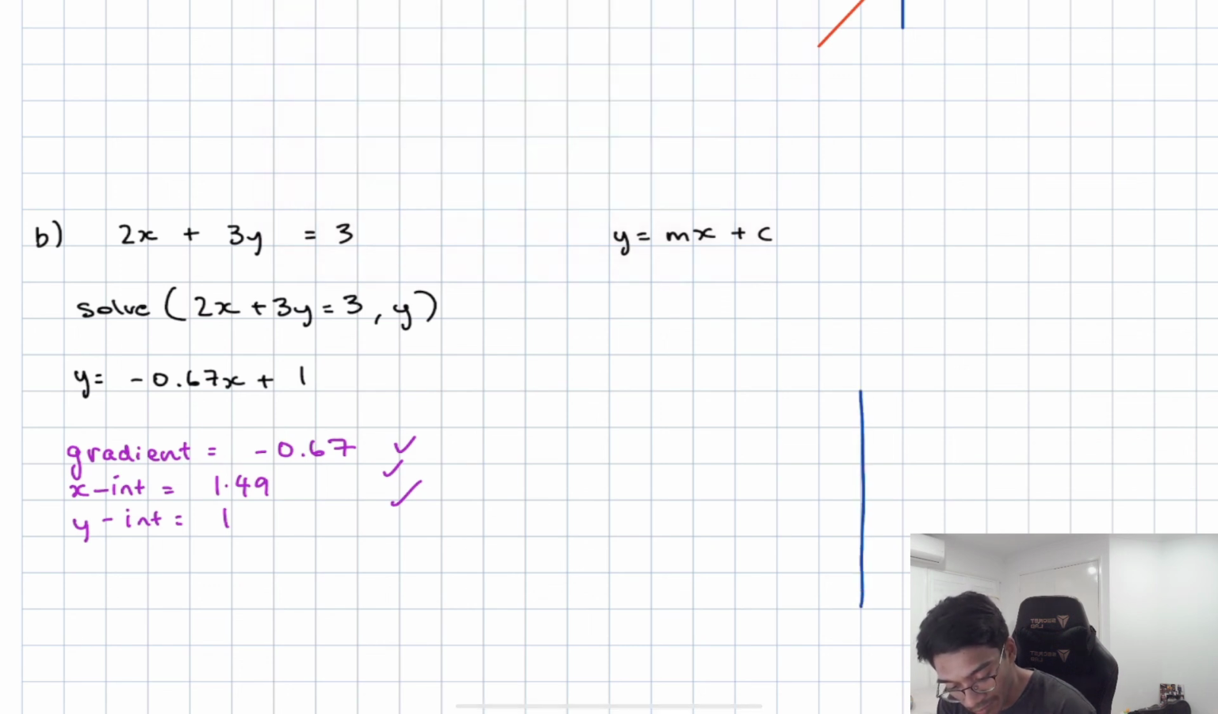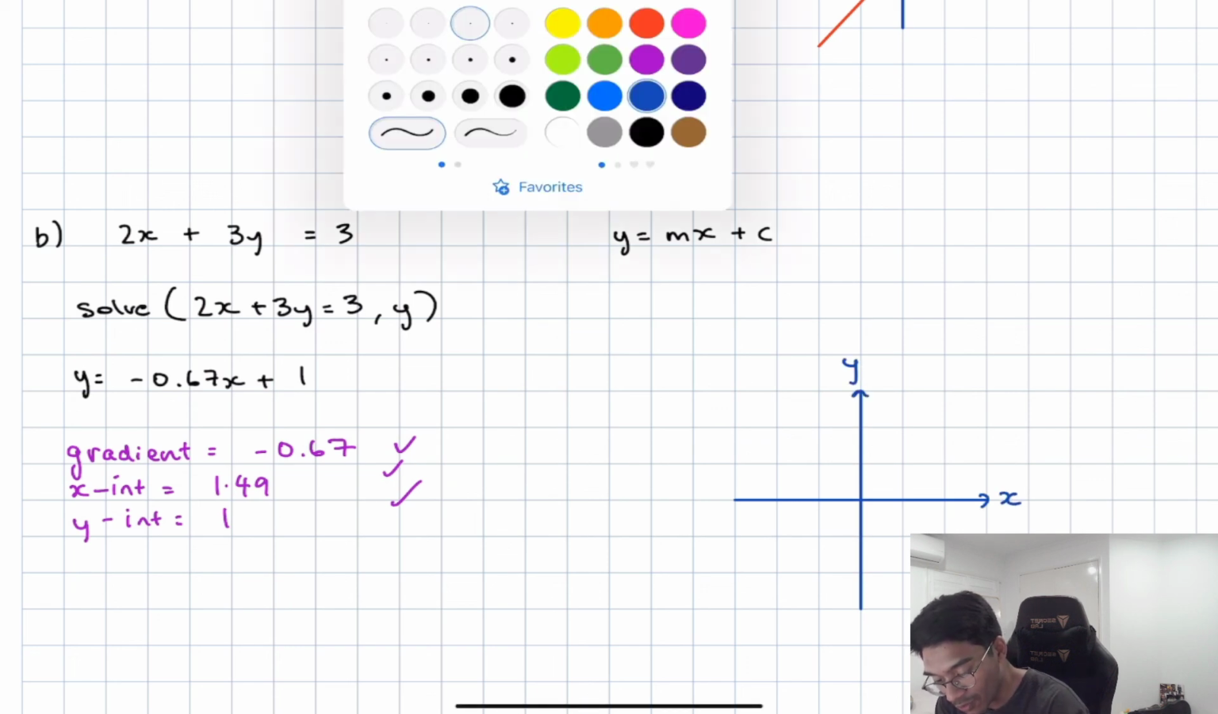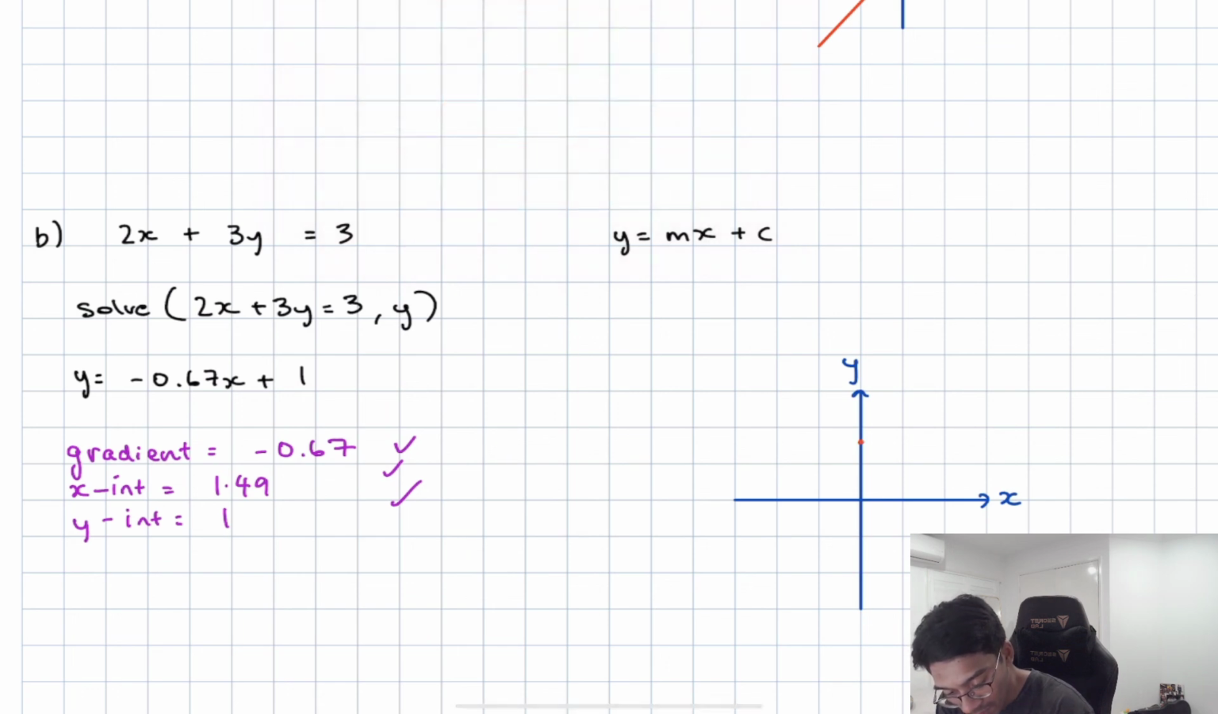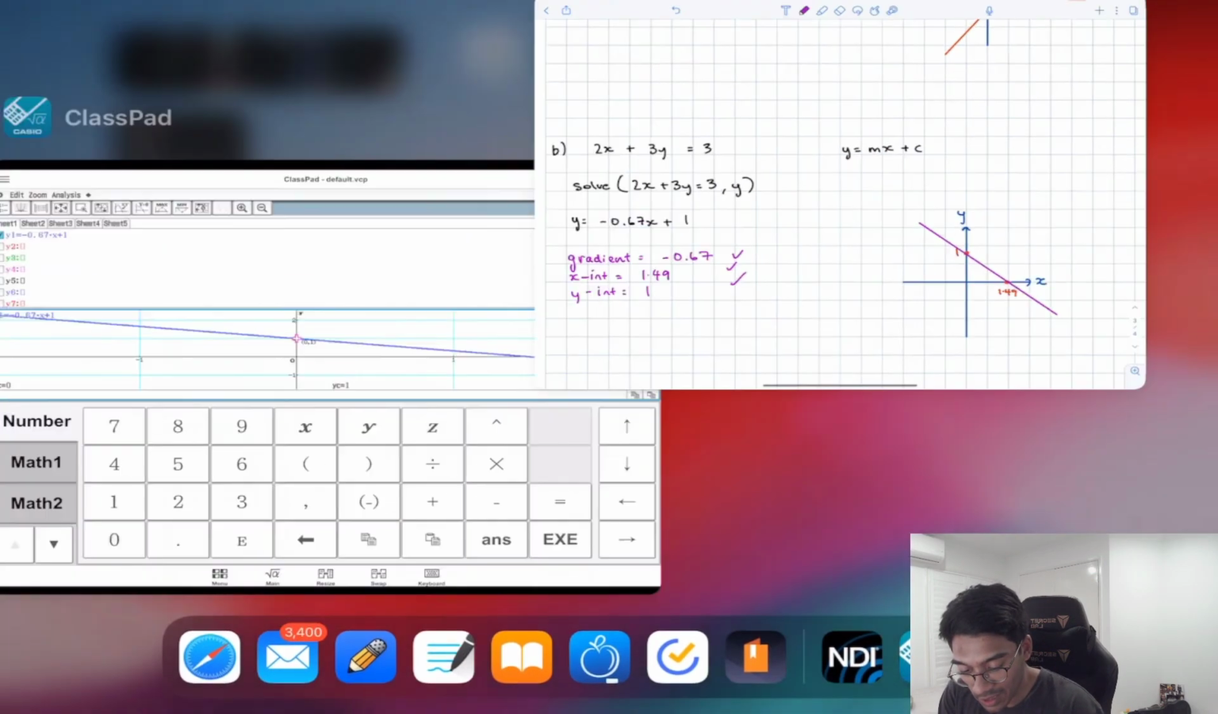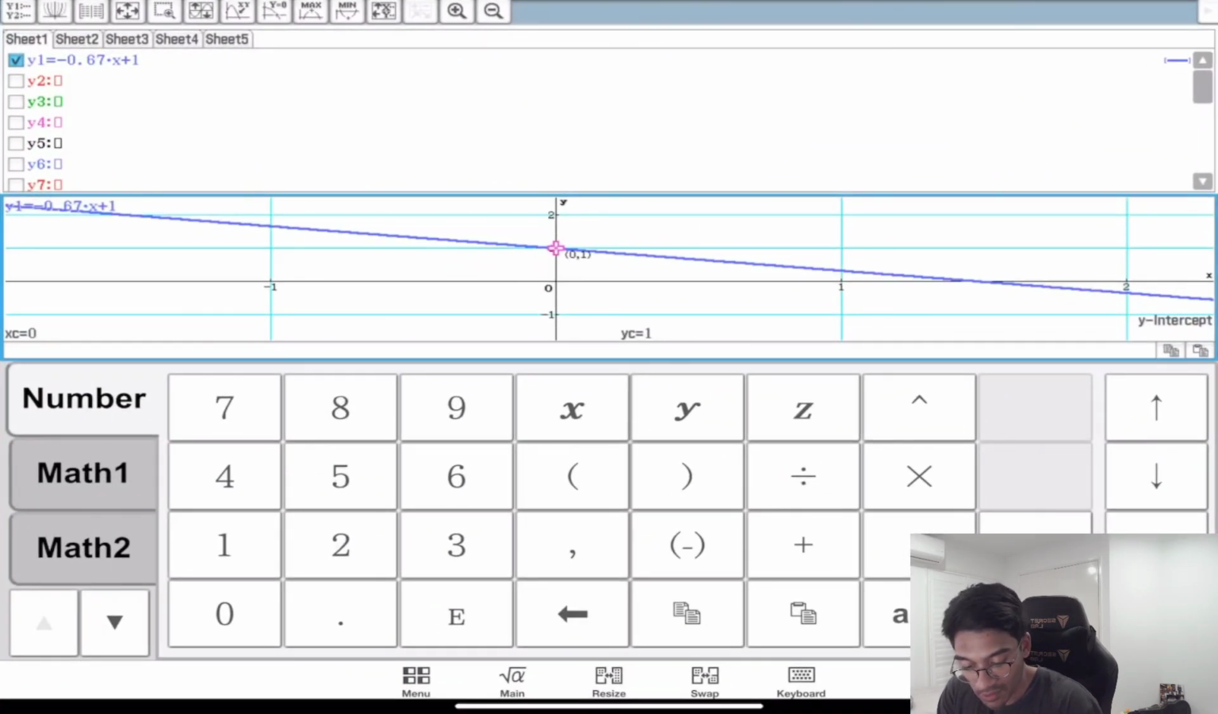I'm going to draw my graph. This is x, this is y. I know that my y-intercept is 1, so it passes through here at 1, and my x-intercept is 1.49, so it'll be about here. Again, all I've got to do is connect the two dots, like that. And that's my graph, and if I go back and have a look, it's the same kind of thing.